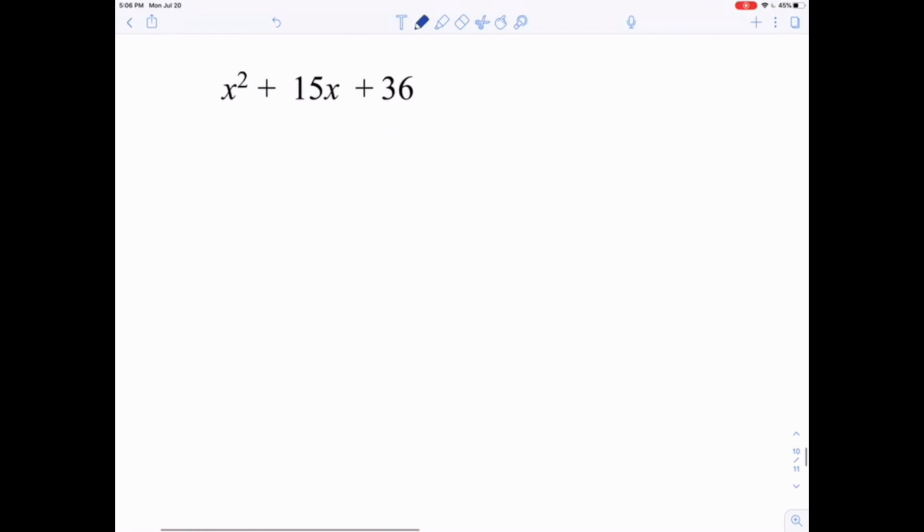Okay, here we go with another example. Go ahead and give this one a try. Just hit pause. When you're ready, just come back and watch the explanation.